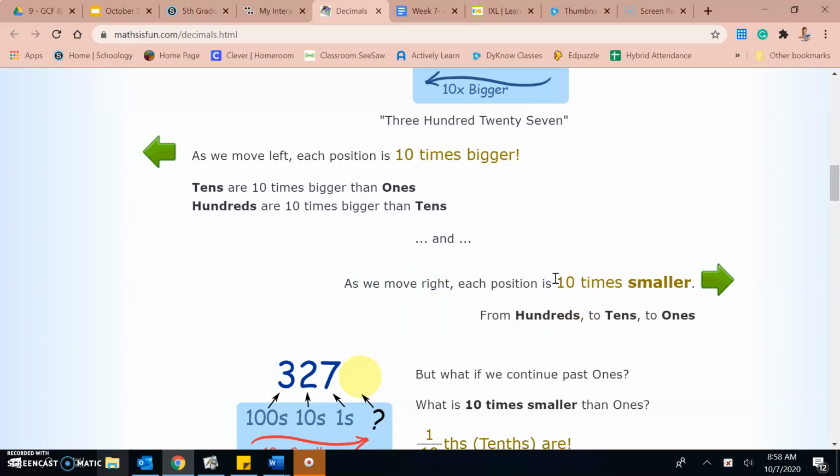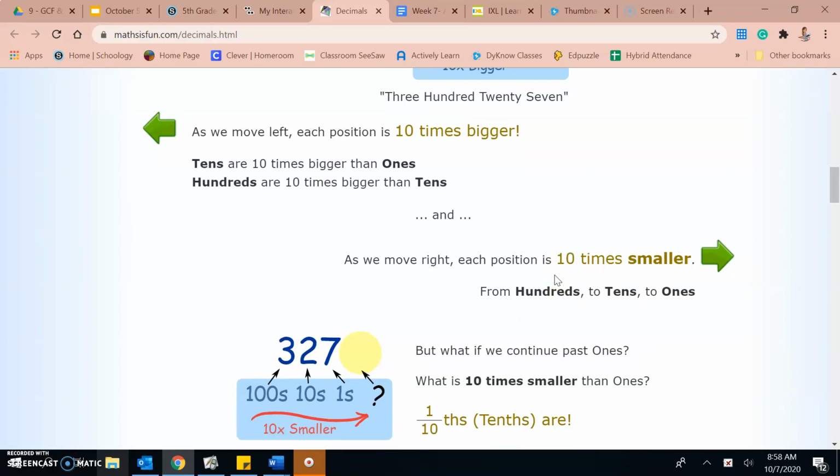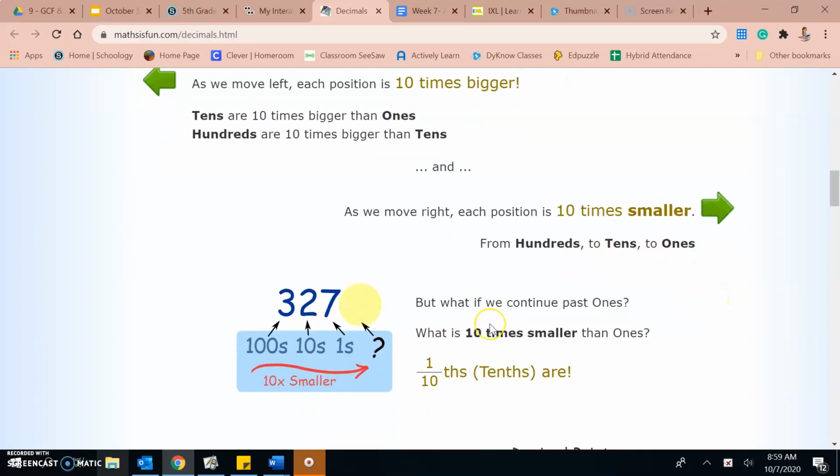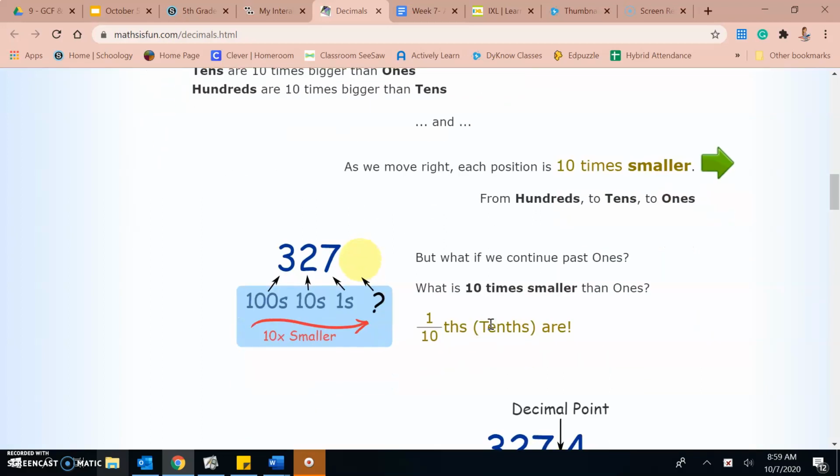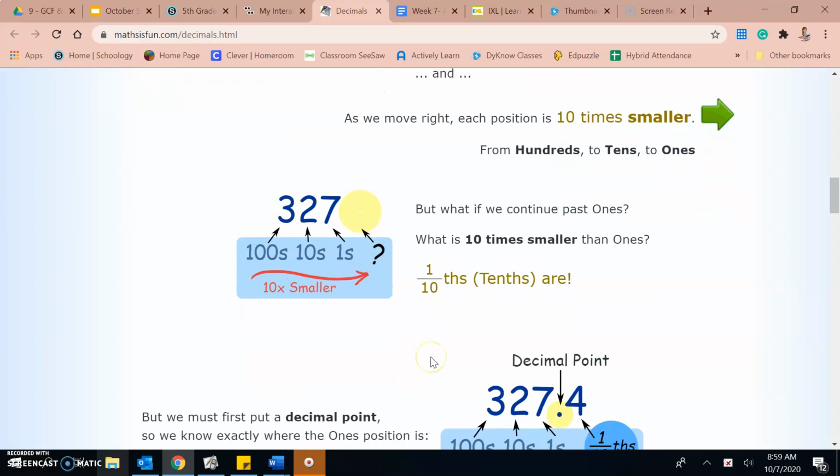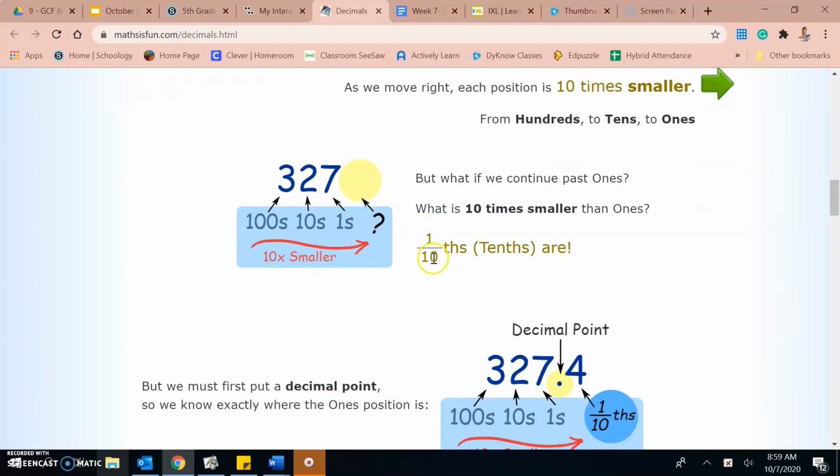So instead of multiplying by the whole number 10, we're multiplying by the fraction 1/10. We go from hundreds to tens to ones, we see our decimal point, and that begins the tenths place. But what if we continue past ones? What is 10 times smaller than 1? Like I said before, it equals 1/10.